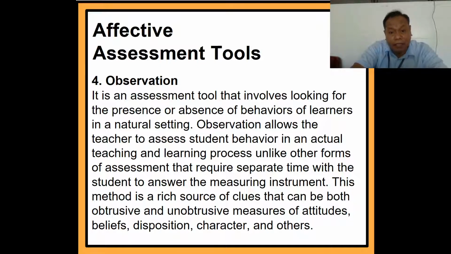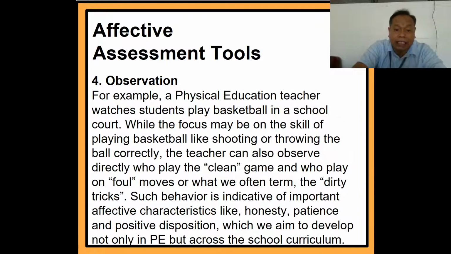The fourth assessment tool is of course observation, involving looking for the presence or absence of some behaviors that you want. Observation allows the teacher to assess student behavior in an actual teaching and learning process. This method is a rich source of clues that can be both obtrusive and unobtrusive measures of attitudes, beliefs, disposition, character, and others.